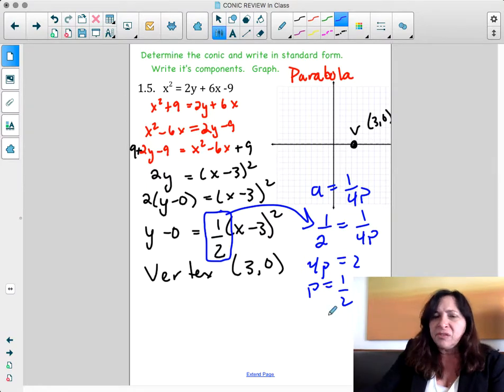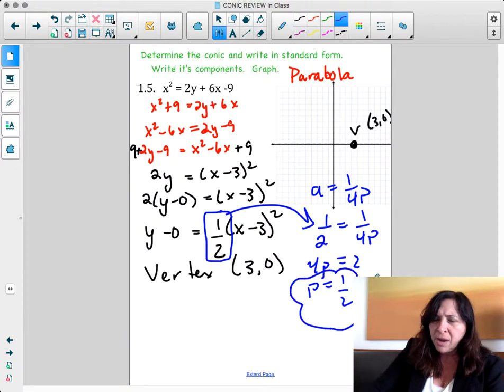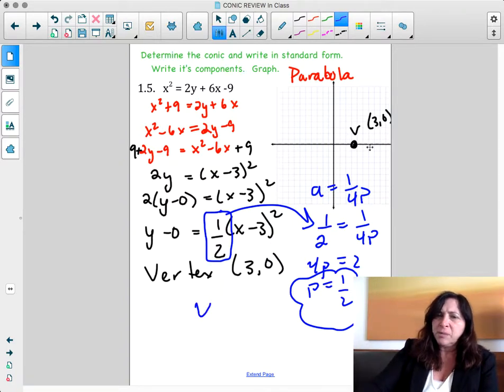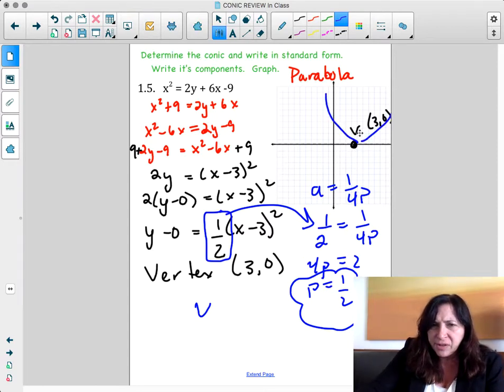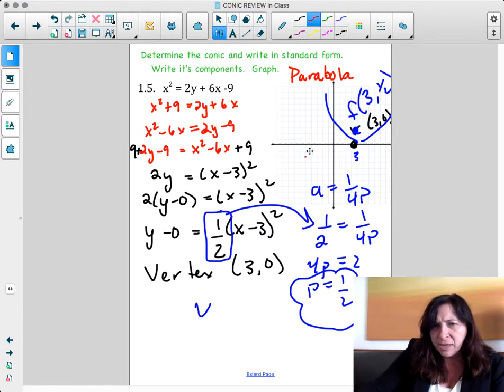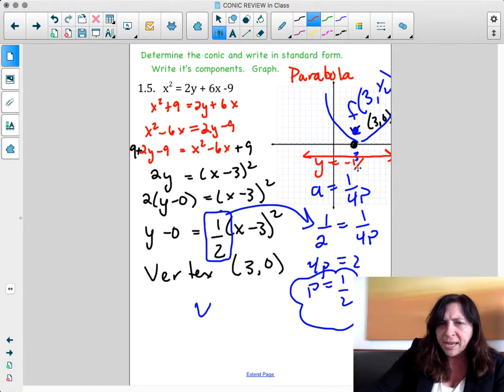It means that the distance between my vertex and my focal point, and my directrix and my vertex, is 1/2. This is a y equals x squared graph, which means it's going to be a positive graph like this, right? It also means that going up from here, this value being 3, that point up here is my focus point, and that value is going to be over 3, comma, up 1/2. And down here, I'm going to have a directrix, and that's going to be y equals negative 1/2.